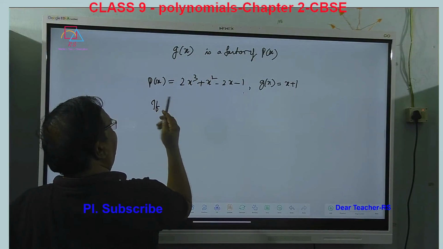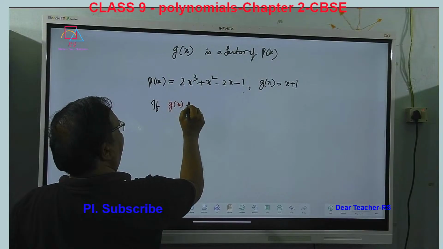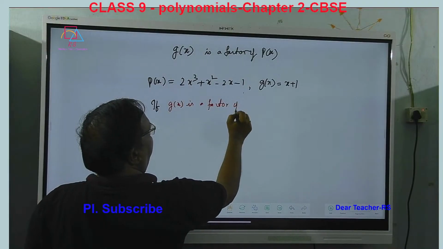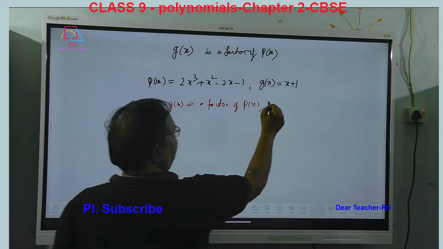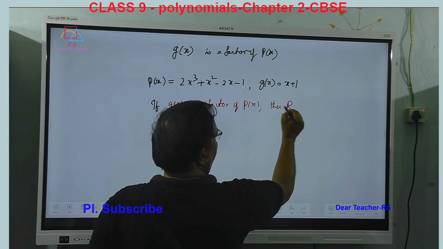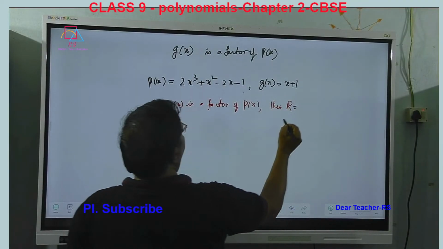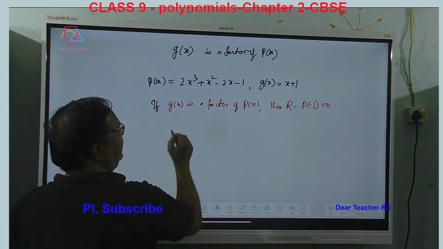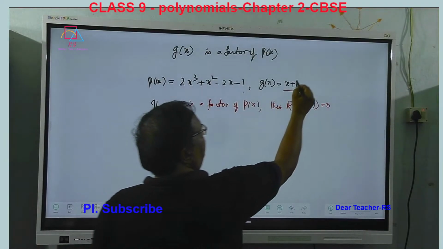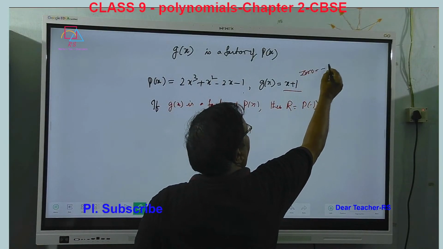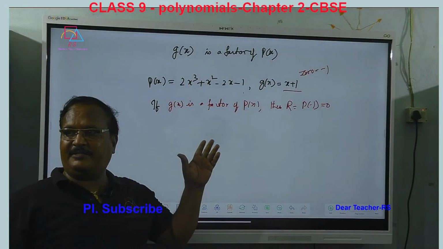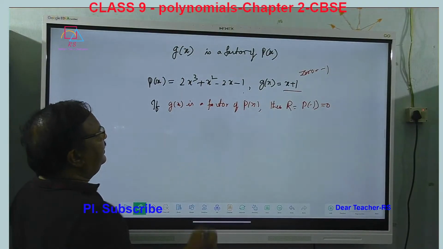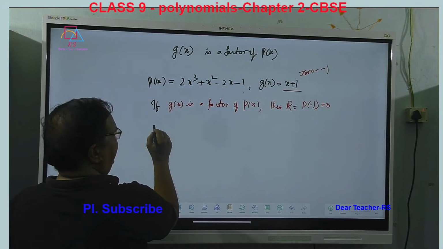If gx is a factor of px, then the remainder should be 0. Then the remainder is equal to p of minus 1 is equal to 0. P of minus 1 means this is x plus 1, zero of x plus 1 is minus 1. So you have to find out minus 1. So then let us find out p of minus 1.